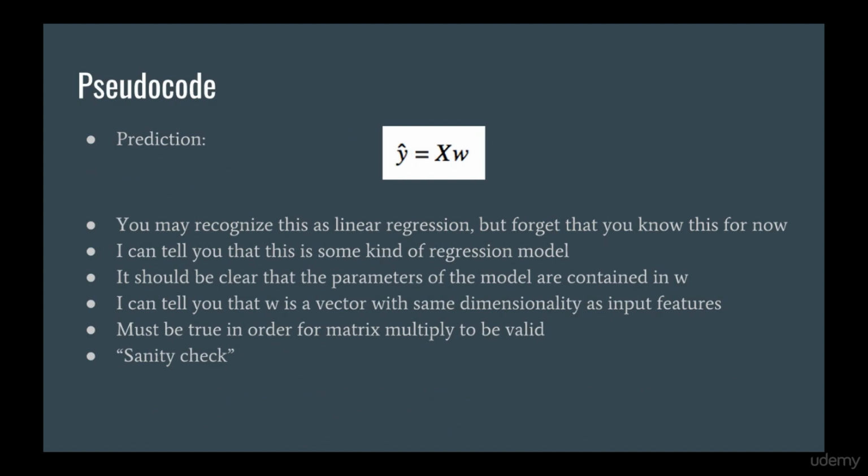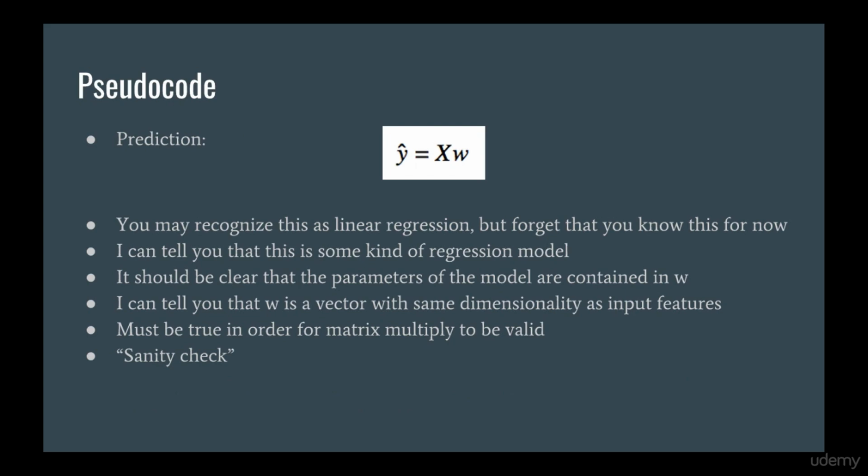Okay, so the pseudocode is as follows. In my predict function, as you already know, I'm going to take in some input data x. My predictions will be y hat equals x times w. You might already recognize this as linear regression. However, forget what you know about linear regression and pretend that this is just some formula I gave you. What I can tell you is that we are creating some kind of regression model.